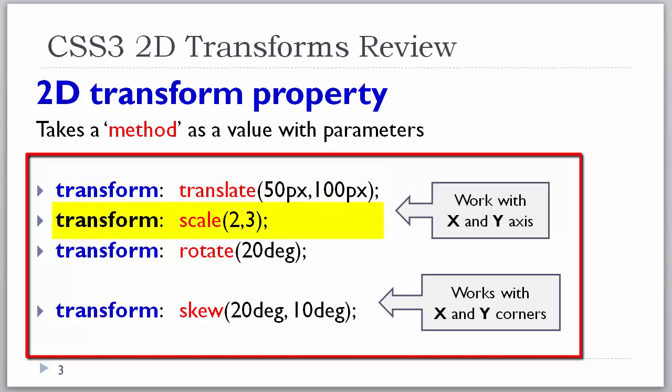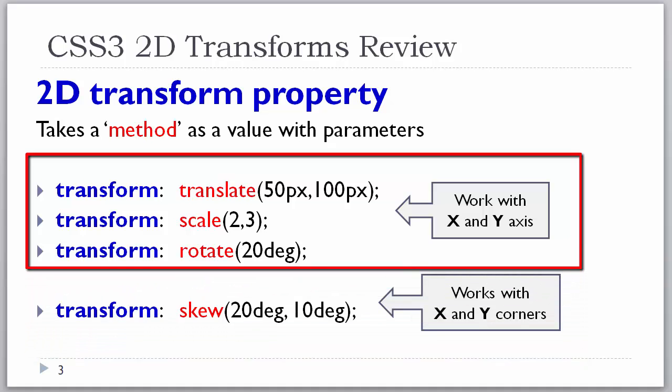Transform scale allows us to proportionally scale something up or down. Transform rotate takes 0 to 360 degrees. And skew, which is where we're changing the X and Y corners of our container. Notice the first three are already working with the X and Y axis, and they are also available as a 3D transform with the capabilities of working on the Z-axis.